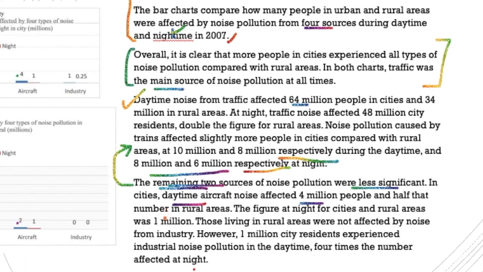rural and urban areas. Those living in rural areas were not affected by noise from industry, as we had already seen. However, 1 million city residents experienced industrial noise pollution in the daytime, 4 times the number affected at night. So we can again, 0.25 is 1/4 of 1, right? So you have to do a little math so that you can come up with these figures like 4 times, quarter, and things like that, right?